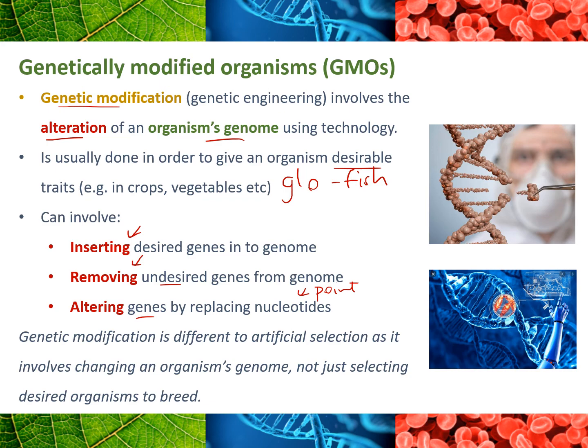Really important to note that this is different to artificial selection. In the last area of study, we looked at artificial selection where certain crops are bred or certain animals are bred because they've got desired traits. That's different. That doesn't involve changing the DNA. It's just choosing desirable organisms to breed, whereas this is actually changing DNA.